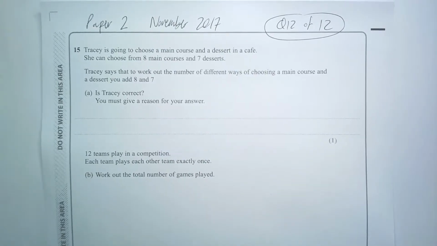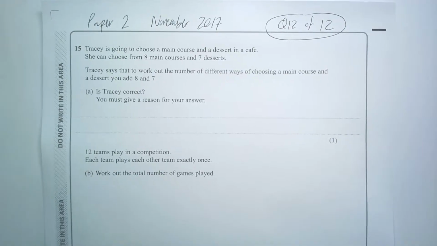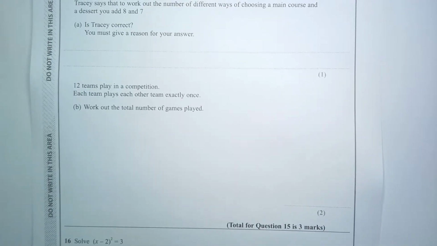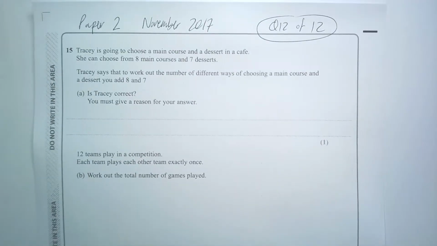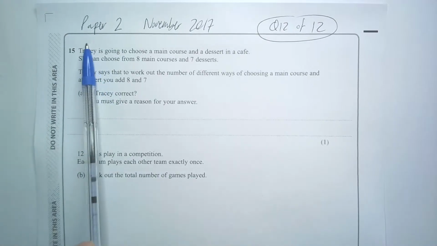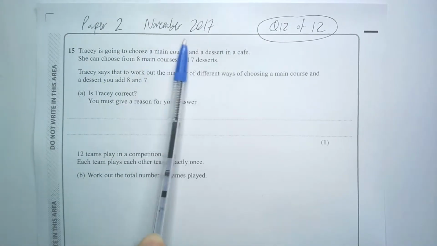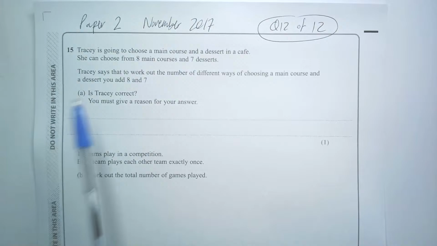Here is our last question for today, question 12 of 12. This is worth 3 marks. Press pause, have a go. When you're ready, you can press play for the answer. This is from paper 2, November 2017, so we are allowed to use a calculator.